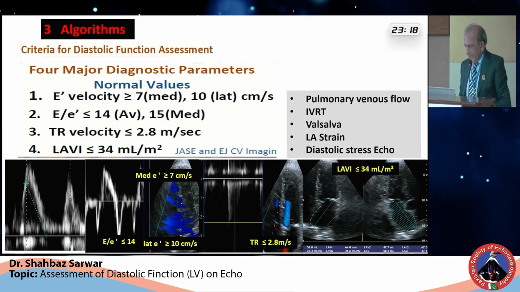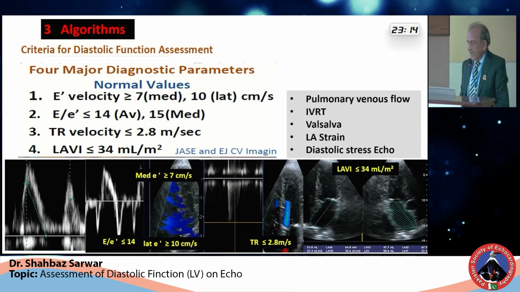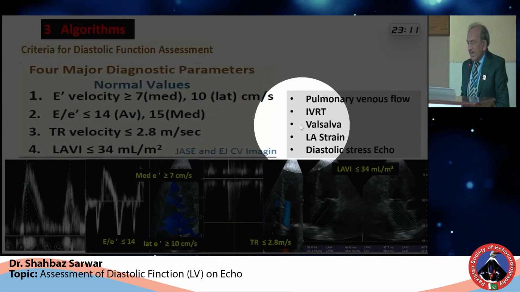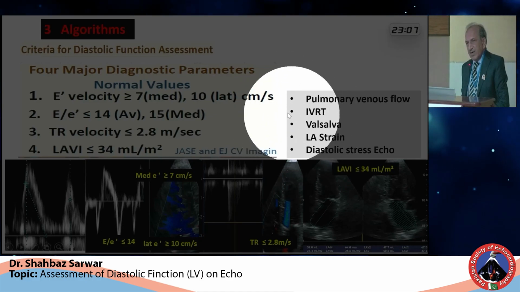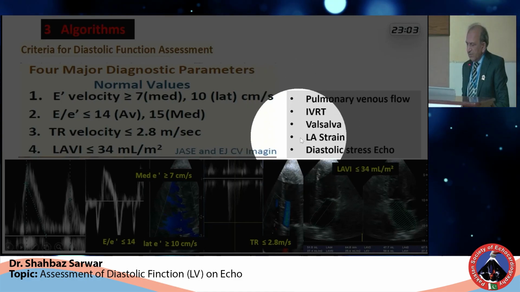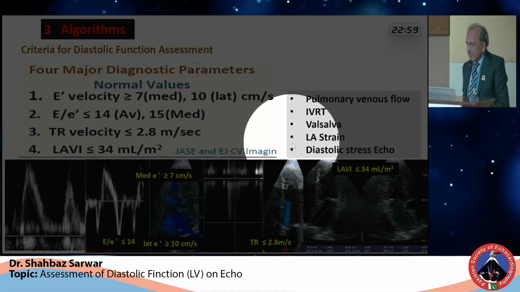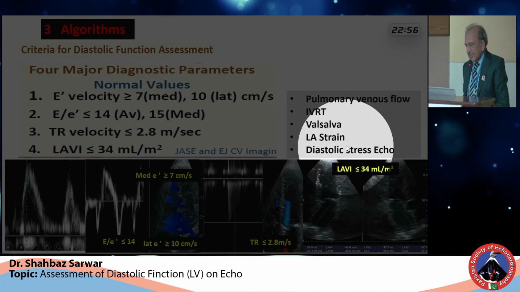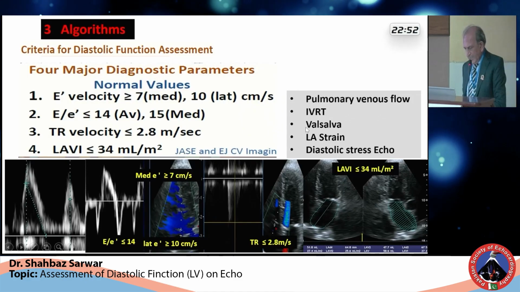Dr. Nusrat would say that we are using her pulmonary veins, but we have to see them. We have to see isovolumic relaxation time, especially in difficult situations. I'll tell you, in IVRT, in MAC, we have to rely on IVRT. Then we have to use Valsalva in indeterminate cases. We have to use the diastolic stress echo, and we have to do the LA strain in indeterminate cases.